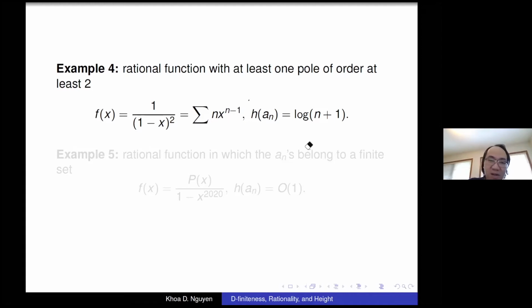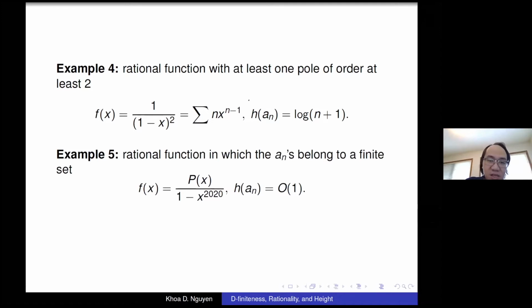And finally, in the last example, this is the case when all the poles are roots of unity and they have order 1. For example, the denominator is 1 minus x^2020. Well, I guess I should change this into 2021, new year now. Anyway, if you have something of this form, then it is actually the case that the coefficients belong to a finite set. And again, belonging to a finite set is the same as saying that your coefficients have bounded height.